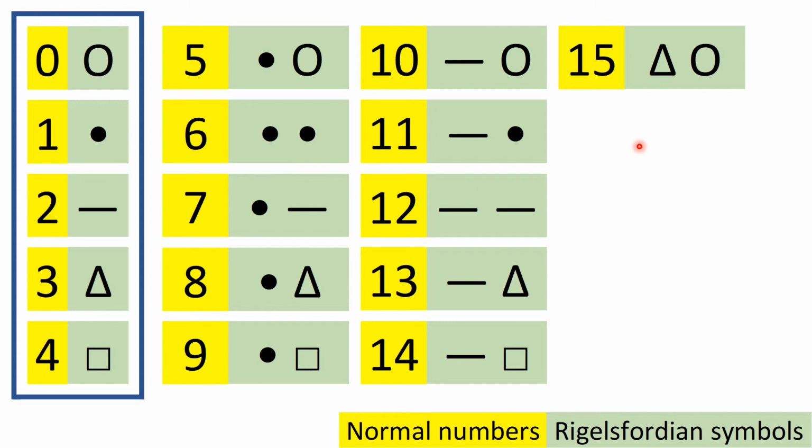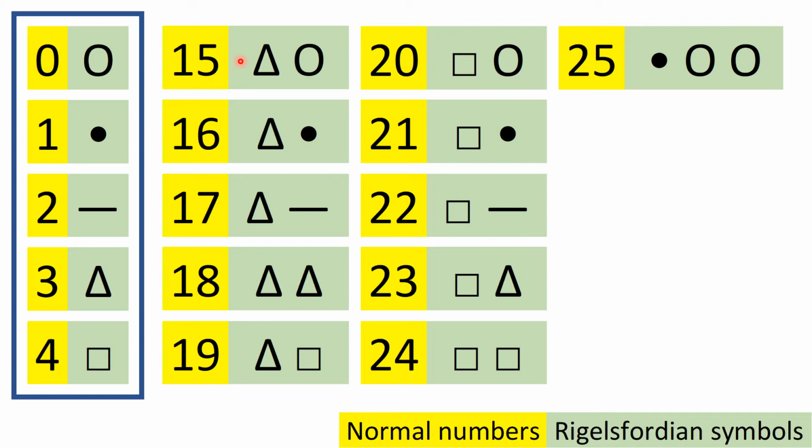But if you think you've got it, pause the video and see if you can write the numbers 16 to 25 in Wriggles-Fordian symbols. So let's show the answers. You can see that numbers from 15 to 19 always start with a triangle symbol to show 3 groups of 5, and then the second symbol after the triangle is how many more than 15 you have. So for example, with 19 we have 3 groups of 5 and then an extra 4.